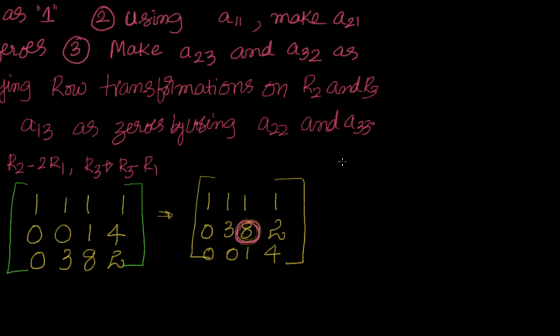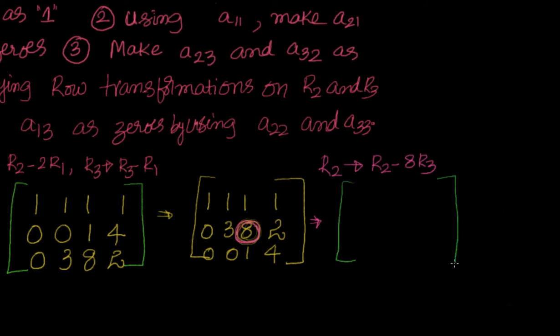So what I will do, I have to make an R2 transformation. I'll say R2 is assigned R2 minus 8R3. So 8 minus 1 into 8, 8 minus 8 is 0. So can I do that? If I do that, what happens?